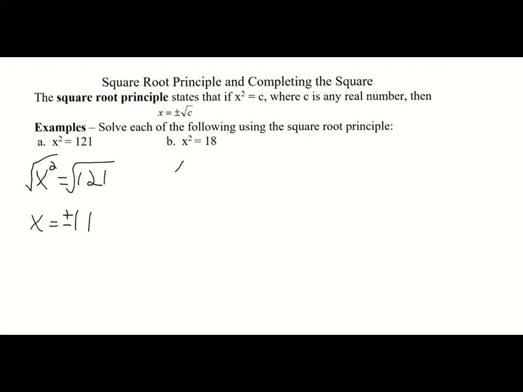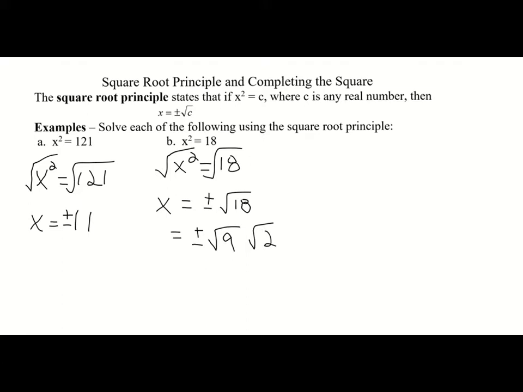For b, we have x squared equals 18, and again I can take the square root of both sides, so I end up with x equals positive or negative square root 18. But if you can simplify it, you do want to simplify that radical. And I do know that I can break that down into the square root of 9 times the square root of 2. So that's going to end up giving me x is equal to positive or negative 3 square root 2 for our final answer.